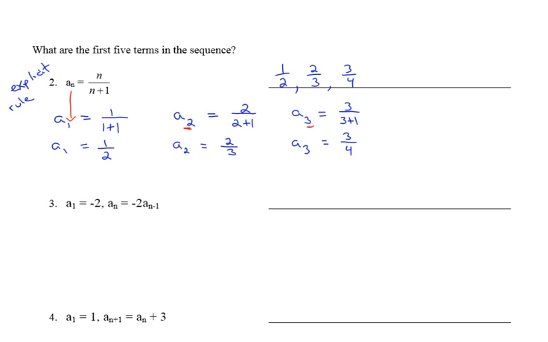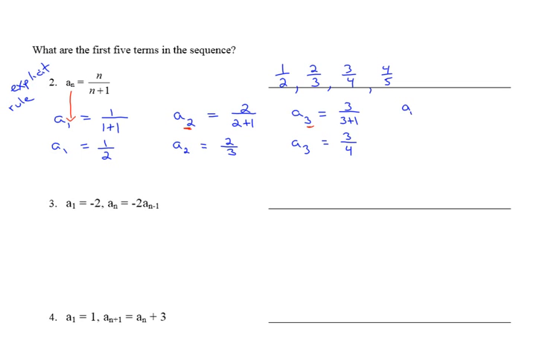If you look at each one of those numbers, try to see a pattern in each one of the fractions. What I'm noticing is that the numerator is going up by 1 each time, and the denominator is also going up by 1 each time. So I'm going to guess that the fourth term is going to be 4 over 5. What we can do is use the rule to check that.